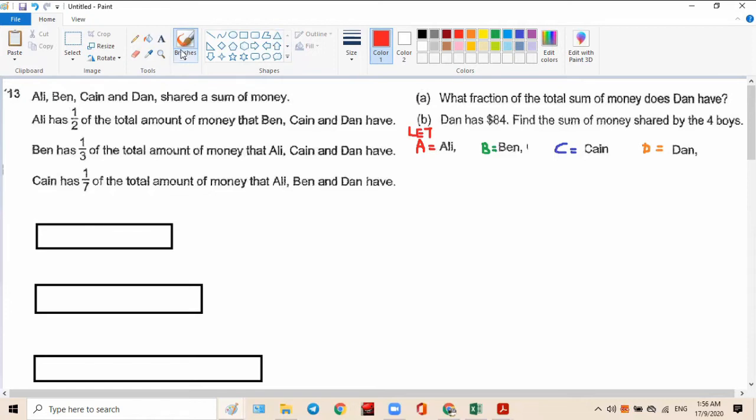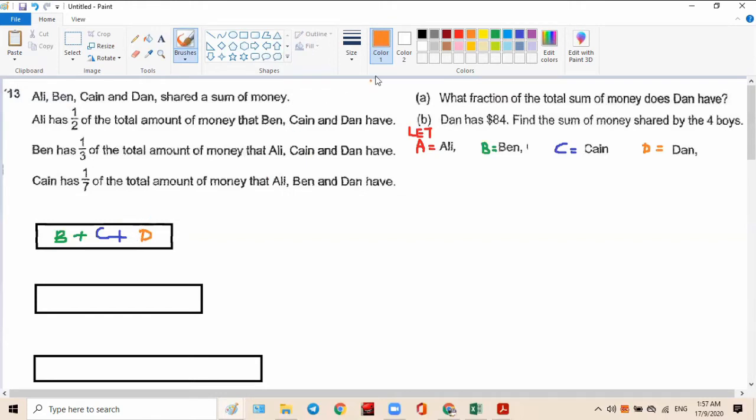Okay, it says Ali, Ben, Cain, and Dan share a sum of money. Ali has half the total amount of money that Ben, Cain, and Dan have. Okay, so what we can do is, we can see that here in this box, maybe I shall write Ben is in here, and plus Cain and plus Dan. Okay, that's the first statement.